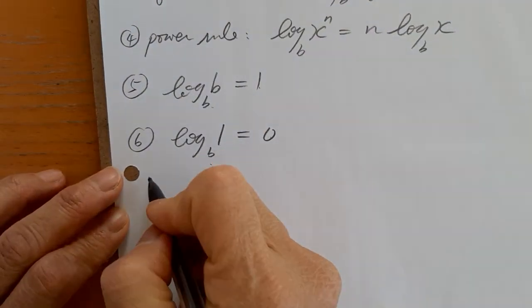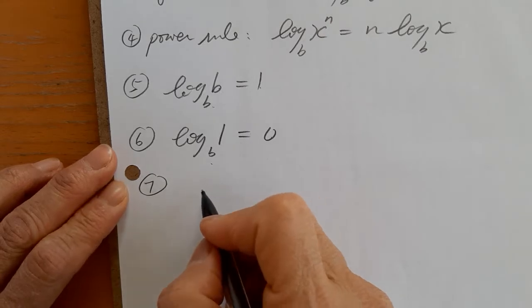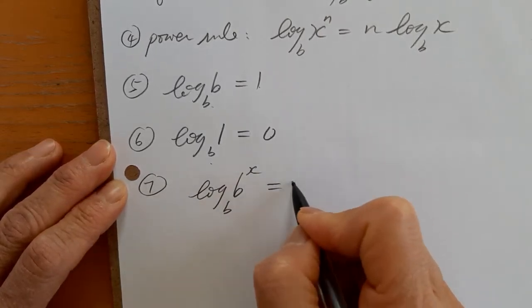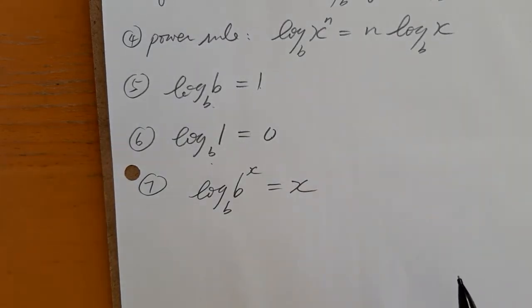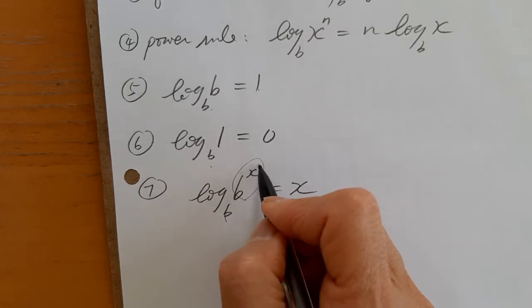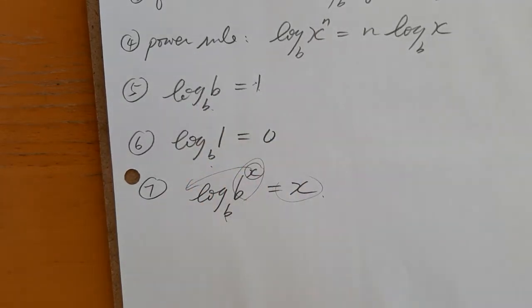Another one is number 7. Log base b of b to the power x is just x, because b to the power x equals b to the power x. Or you can bring the x in front, and log base b of b equals 1, and you get x.